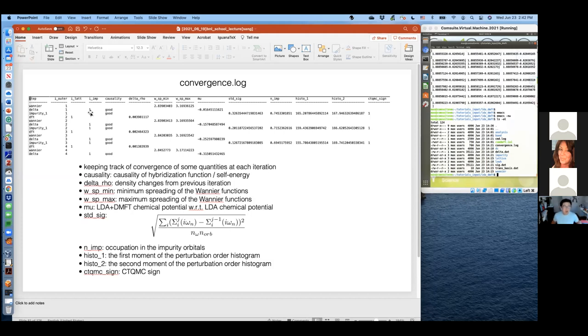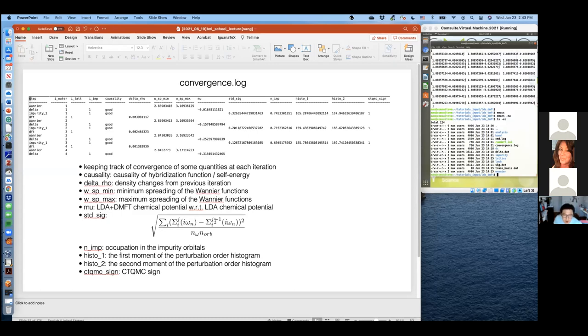Okay, so here, this is the file format of the convergence.log file. We have all the different modules we have called during the calculation, and this is the iteration number, and this is the impurity number here. For every iteration of the impurity or delta calculation, we check its causality. It also says at each iteration of DFT how the density changes. And we also calculate the Weiss function at every DFT iteration so that we can check how the maximum spread and minimum spread of the Weiss function change as a function of iteration. We also check how the chemical potential changes as a function of iteration.